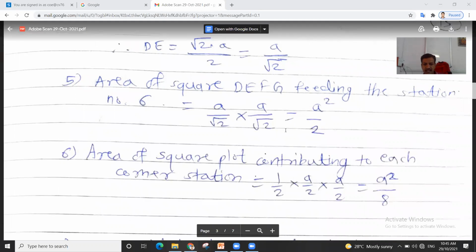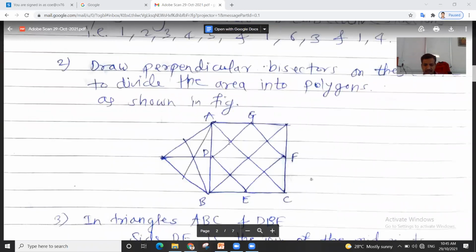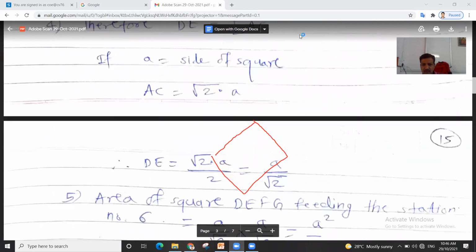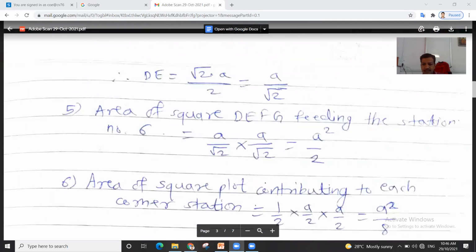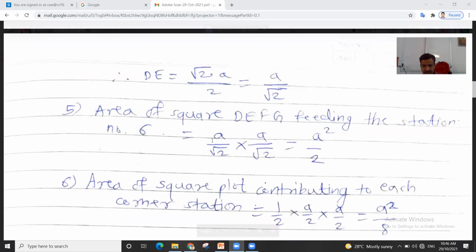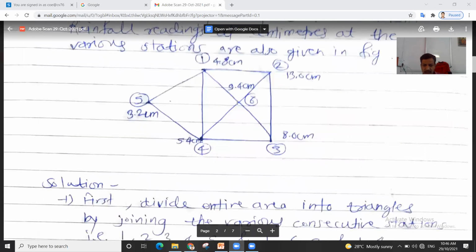Next, area of square DEFG, filling the station number 6. The area of square DEFG is to be found. Station number 6 as denoted here. Where is the center of this square? Station 6 is the midpoint.